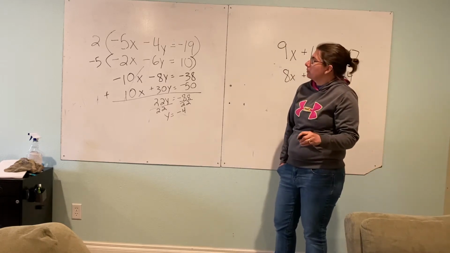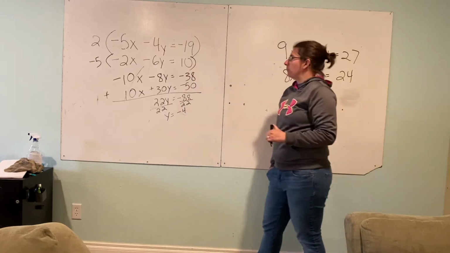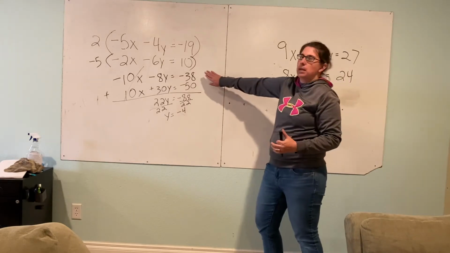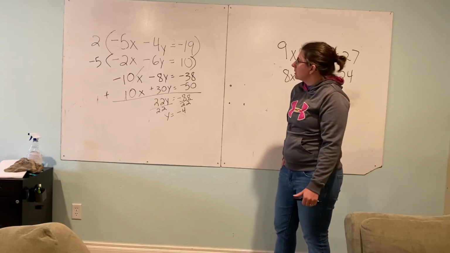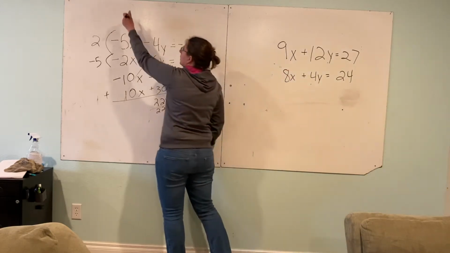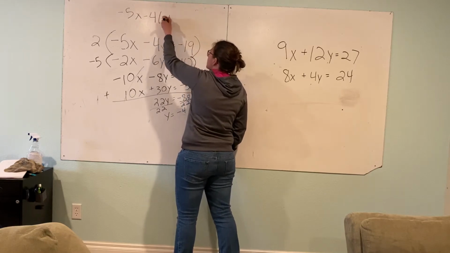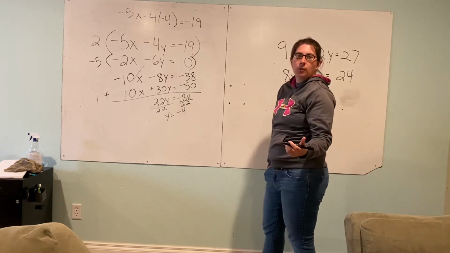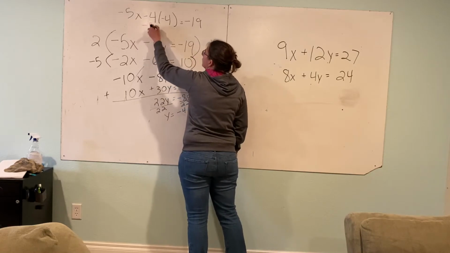We're not finished yet. Remember, we've got to take this negative 4, substitute it back into one of the two originals to figure out what x is. Again, you want to use it in one of the original equations just in case we made a multiplication mistake here. Okay, really doesn't make a difference which one we put in, so I'm just going to use the first equation. So negative 5x minus 4 times negative 4 equals negative 19. Negative 4 times negative 4, positive 16.